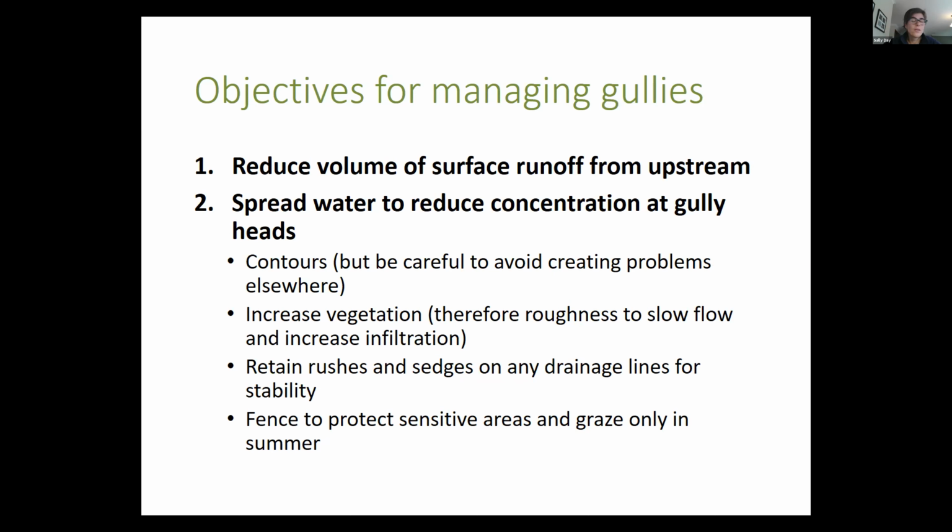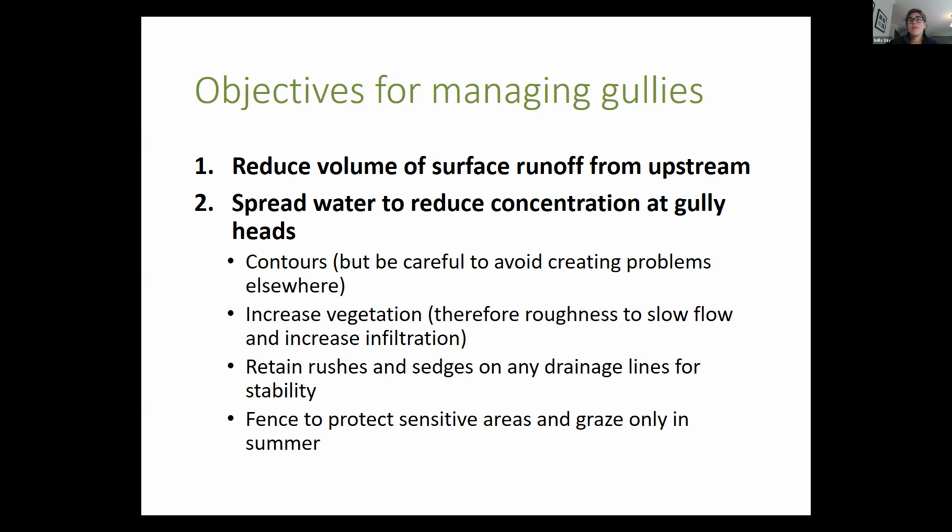So it is a feature of keyline systems and natural sequence farming. So you can do a bit of Googling on that if you're looking for more information about contouring. So you can also increase your vegetation and your roughness to slow flow and increase filtration. So we just talked about that. So more deep-rooted perennial grasses, and certainly retaining sedges and rushes on your drainage lines for stability is just a really simple way to start to help them.